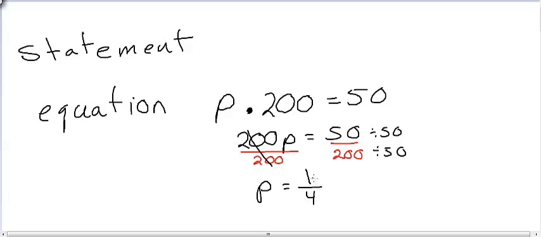Now remember, I want a percent. So first of all, 1 over 4 is 0.25 as a decimal. I can change that to a percent by multiplying by 100, the effect of which is my decimal point moves 2 spaces to the right. I now have the number 25, and I'll attach on my percent sign.